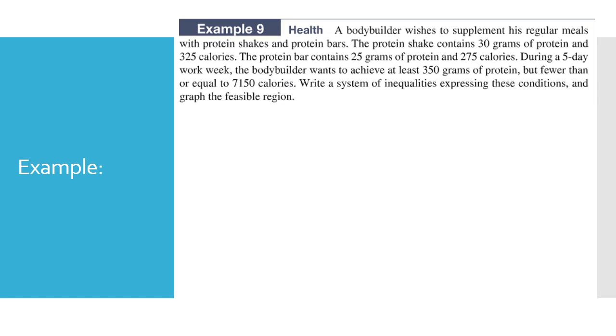Okay, we have a bodybuilder who wishes to supplement his regular meals with protein shakes and bars. The protein shake consists of 30 grams of protein and 325 calories. The protein bar has 25 grams of protein and 275 calories. During a 5-day work week, he wants to achieve at least 350 grams of protein, but fewer than or equal to 7,150 calories. So you're going to write a system and then solve. I suggest you make a chart. Let X represent the number of protein shakes he will have, and Y represent the number of protein bars. Pause the recording, give this a try, and resume the recording to check your answer.